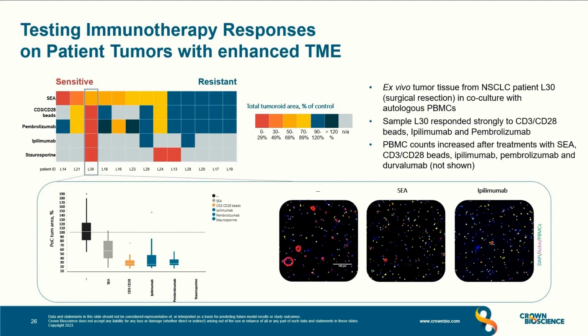One of the examples shows almost complete tumor killing upon treatment with the immunostimulatory controls such as SEA and CD3/CD28 beads and the immune checkpoint inhibitors ipilimumab and pembrolizumab. On the images you can appreciate the almost complete disappearance of the tumor clusters and the increase in PBMC counts.